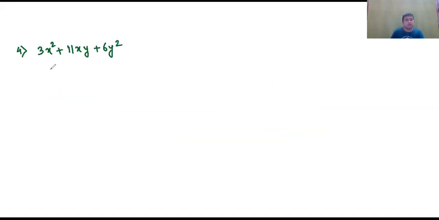Okay. Now let us see. This is the given trinomial 3x square plus 11xy plus 6y square. Now this is a polynomial, no doubt. In how many variables? Two variables. What are the variables? X and y. Right? But the approach should be the same.